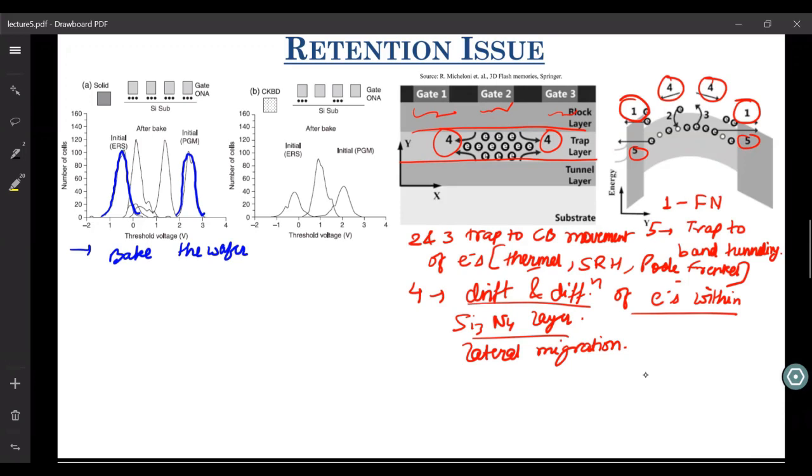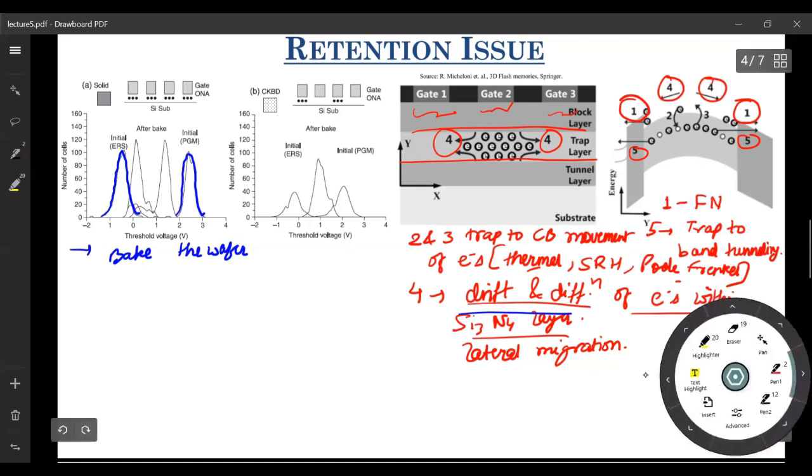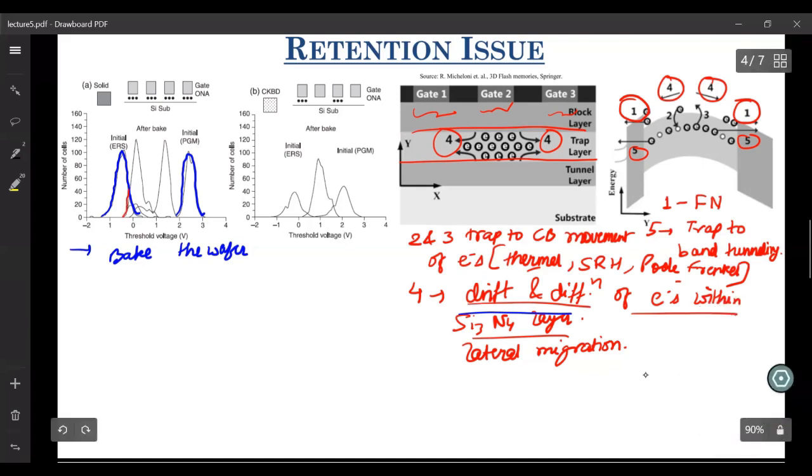And also, if you are giving a large amount of energy to the electrons, even the drift and diffusion mechanism is accelerated. Because of this, there is a migration of electrons from one charge trap cell to the other charge trap cell. When you measure the threshold voltage after baking, you will see that the distribution has changed, and there is an overlap between the program and the erase distributions. So here the reliability is lost.